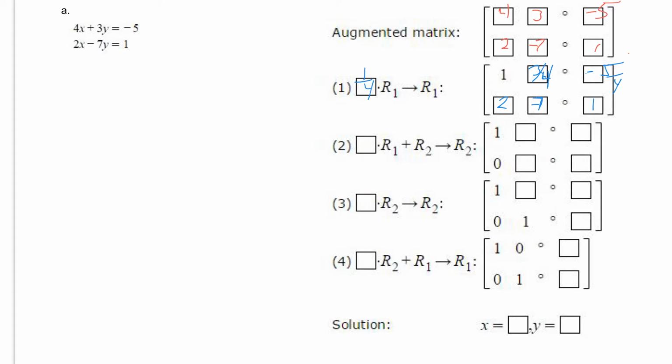In the second step, you should have multiplied by -2, leaving you at the bottom row to be -17 over 2 and 7 over 2. The top row staying the same as 3/4 and -5/4.